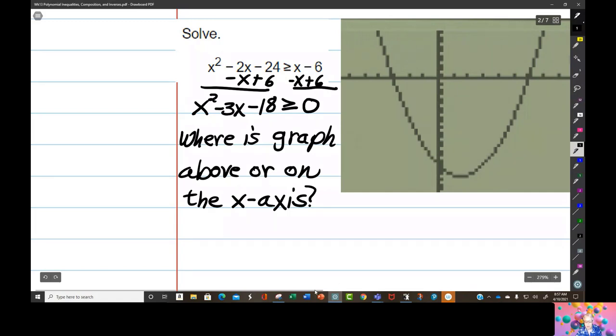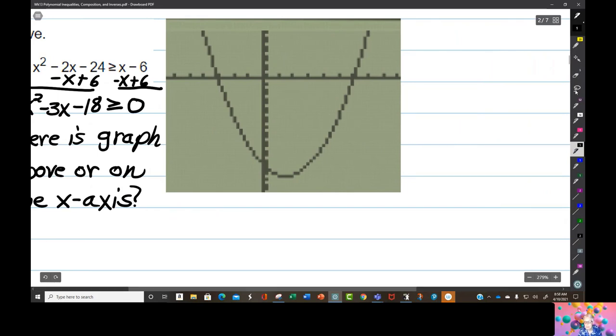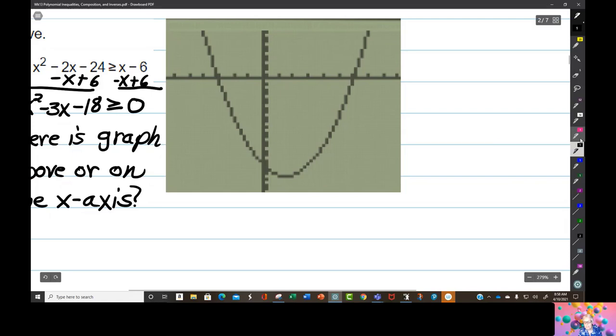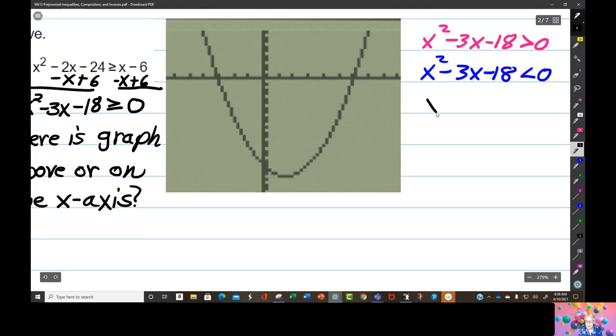All right, now let's draw a picture of what we're talking about. We're asking on or above. Now, how did we code this before? x squared minus 3x minus 18 above, x squared minus 3x minus 18 below, x squared minus 3x minus 18 on. We're looking for this and this. So here's where the graph is on the x-axis, and here is where the graph is above the x-axis.